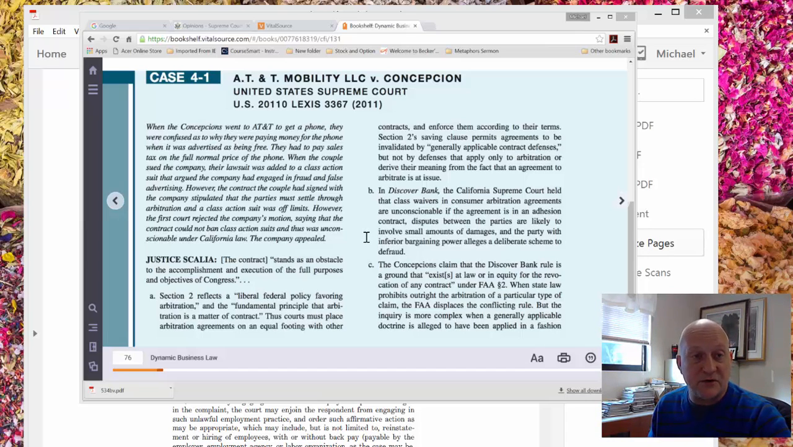AT&T obviously feels pretty strongly about this case. So that's that first paragraph. Then you'll see here Justice Scalia, or you'll see a judge's name. That's who actually wrote this opinion.